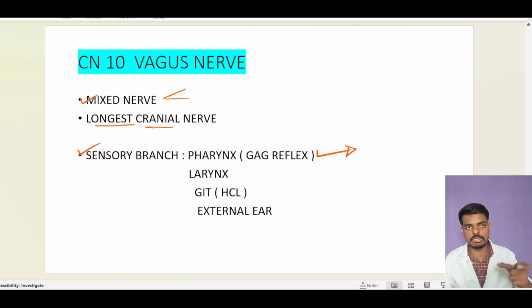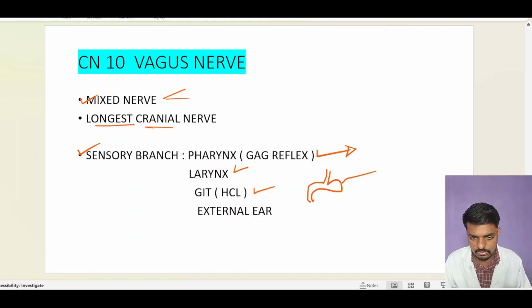So if the patient comes to the post anesthesia care unit and we give some fluid or any food without assessing the gag reflex, it directly enters the respiratory tract, which leads to aspiration pneumonia, which can lead to death. Very important. So we have to assess the gag reflex in patients who come from general anesthesia. And it supplies the larynx also, and it supplies our very important GI tract, especially our stomach.